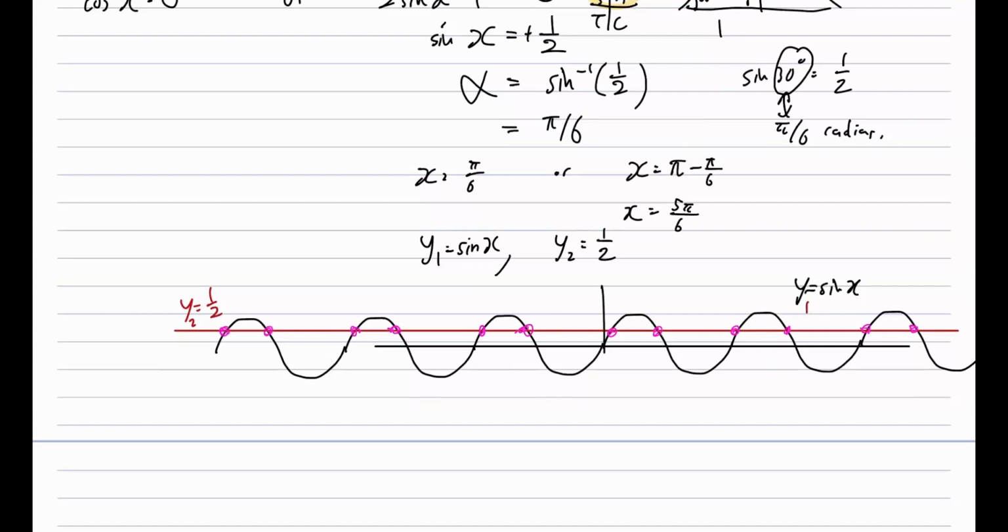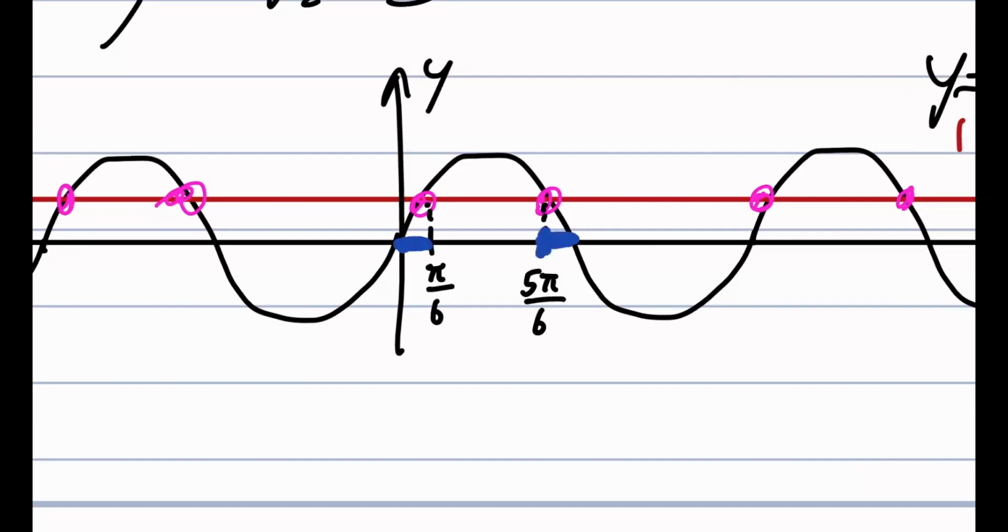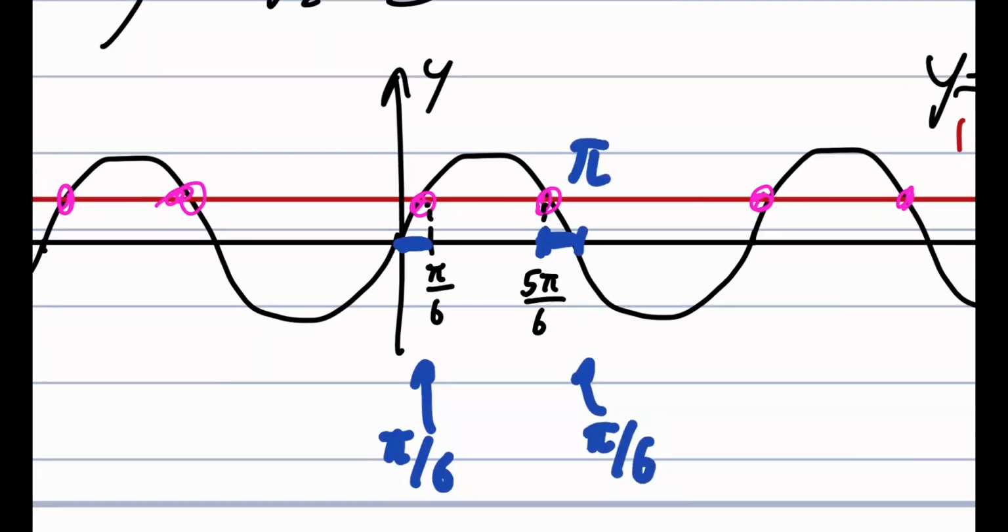The y-axis is here. So the two solutions that you just found are pi over 6 and 5 pi over 6. It's actually here and here. This is pi over 6. That's 5 pi over 6. The horizontal distance over here in blue and blue there, that's pi over 6. That's also pi over 6. Pi is over here. Pi minus pi over 6 brings you back to 5 pi over 6. Does that make sense? Okay. That's why we have to subtract pi over 6.